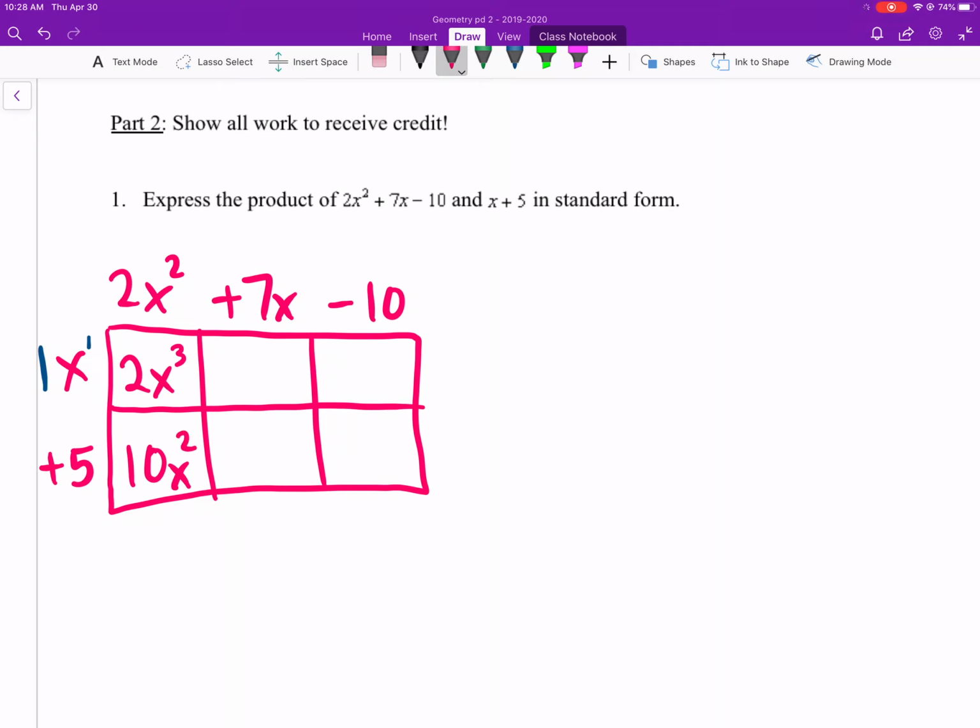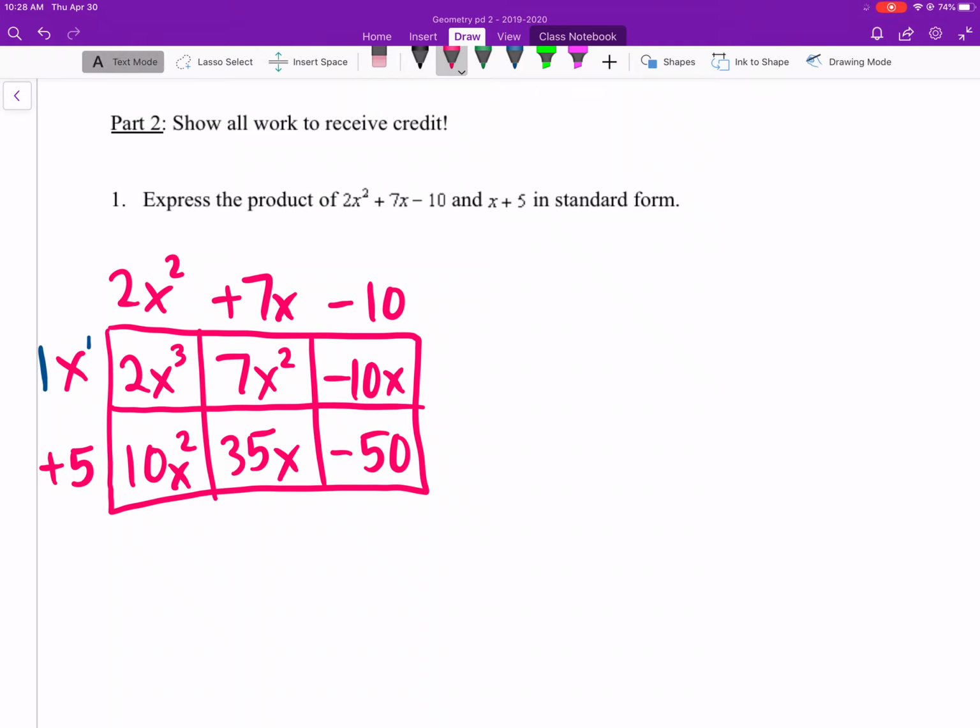All right, now let's deal with 7x. 7x times x is 7x squared. 7x times 5 is 35x. Now we have negatives, be careful. Negative 10 times x is negative 10x, and negative 10 times 5 is negative 50.